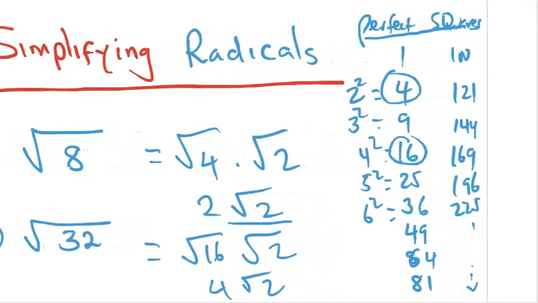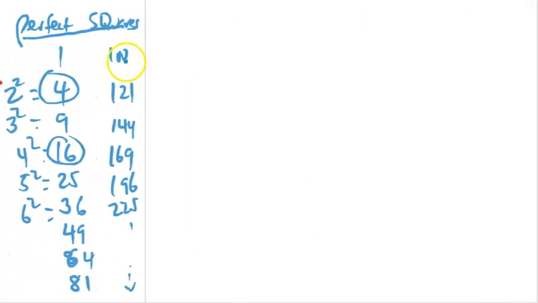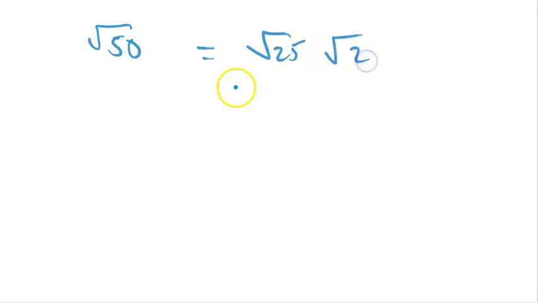Okay, let us do another example to make this very clear. Say we have root 50. You have to break it down into two radicals such that one has a perfect square. This will be root 25 times root 2. So when you take the square root of 25, you get 5 root 2.